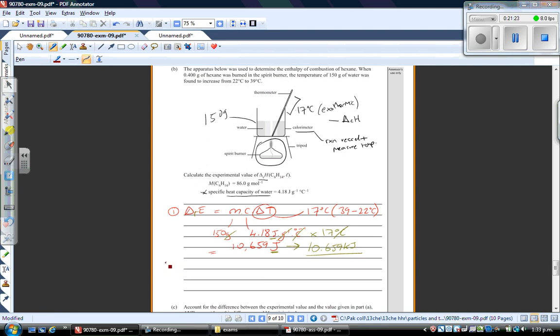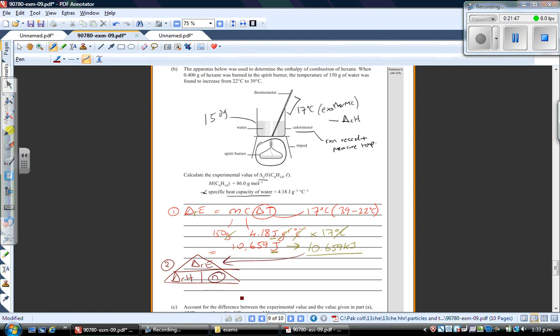So the next key point is, how do you change from energy change for a reaction to enthalpy change for a reaction? Well, this is a little triangle I put together. Essentially, because enthalpy is the energy change per mole of substance, this is the triangle that you want to use to make that conversion between the two. So we know delta RE is 10.659 kilojoules.